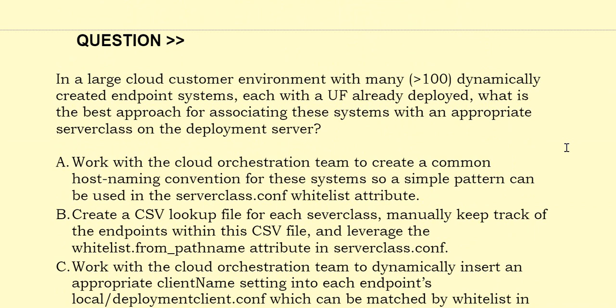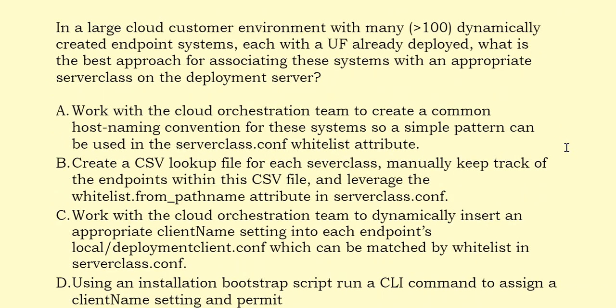Option A. Work with the cloud orchestration team to create a common host naming convention for these systems so a simple pattern can be used in the serverclass.conf whitelist attribute. Option B. Create a CSV lookup file for each server class, manually keep track of the endpoints within the CSV file and leverage the whitelist.from_pathname attribute in serverclass.conf.